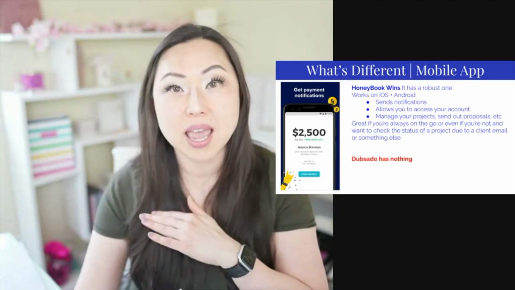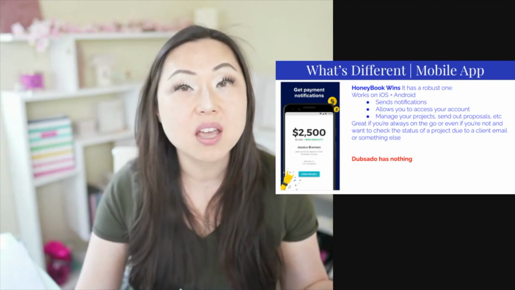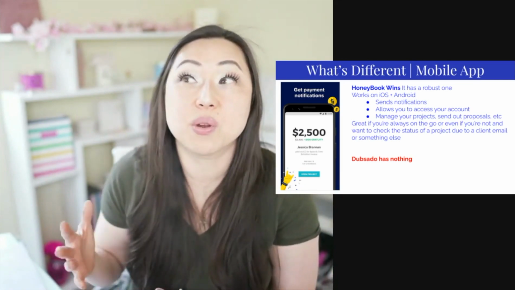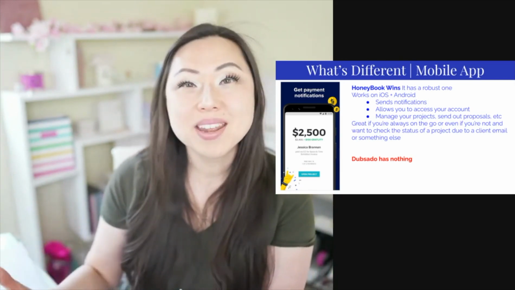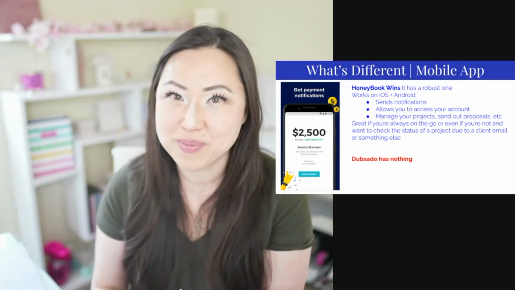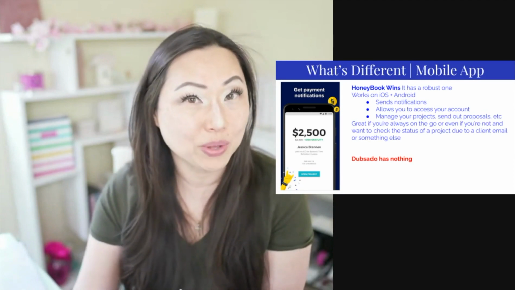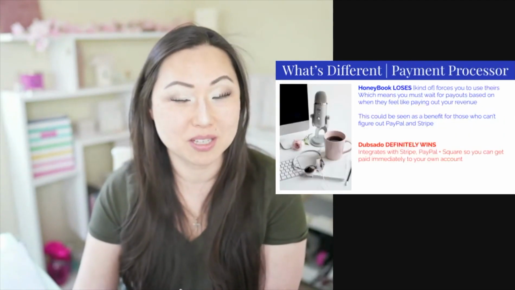The other thing is a mobile app. Dubsado has nothing. HoneyBook has one. I love checking things on my mobile app. I don't know that I'd want to run my entire business there, but it has that nice little ring whenever you make a sale, or it gives you a notification if something's coming up. And I think that can only help you to manage your business better.